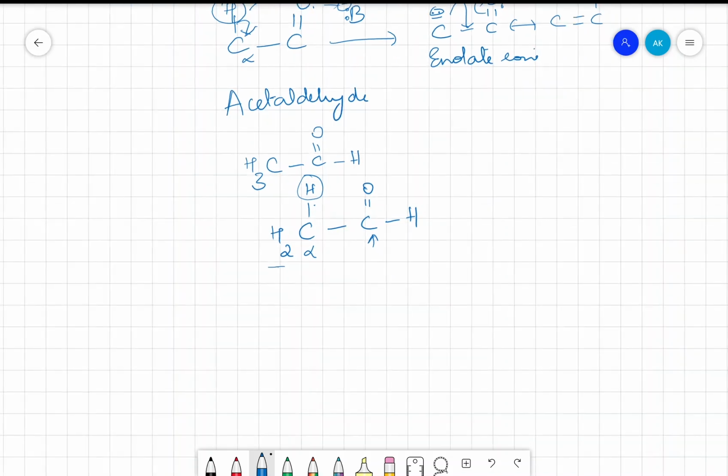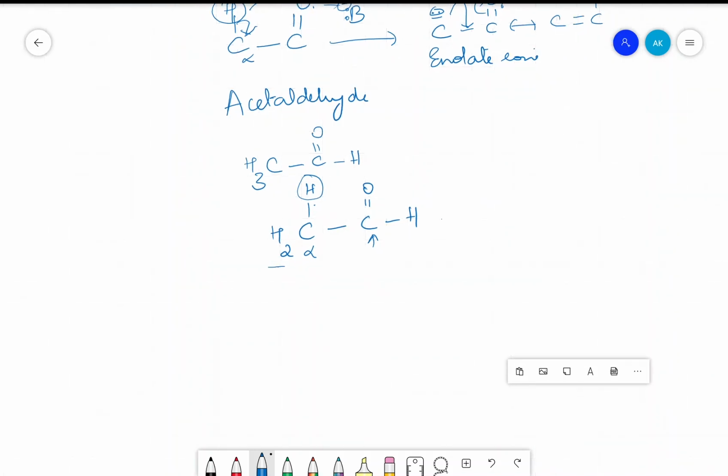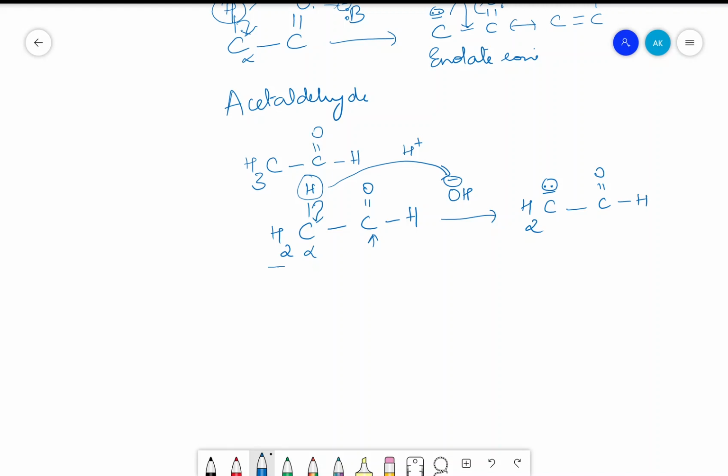And we talked about acidity of alpha hydrogen in the presence of a base. I am taking OH with a negative charge as a base. The hydrogen here will be shifting in the form of a proton. The bond will shift towards this alpha carbon. We'll get CH2 with a negative charge, represented with two electrons, bonded to C double bond OH. This is your enolate ion.